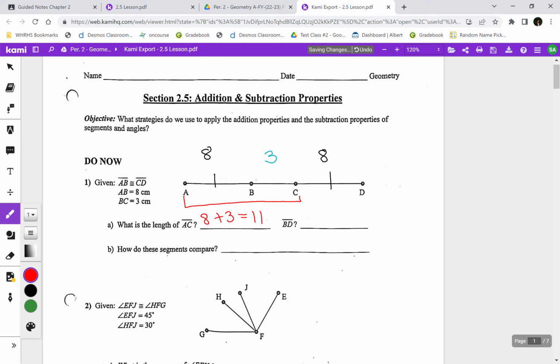Again, now we want to find the length of B to D. Can someone tell me what are we adding together to find the length of segment BD? You got it. So again, we're doing 8 plus 3, which is 11. How do these segments compare? How do AC and BD compare? They are, what's the word I'm looking for? Lexi? Congruent.